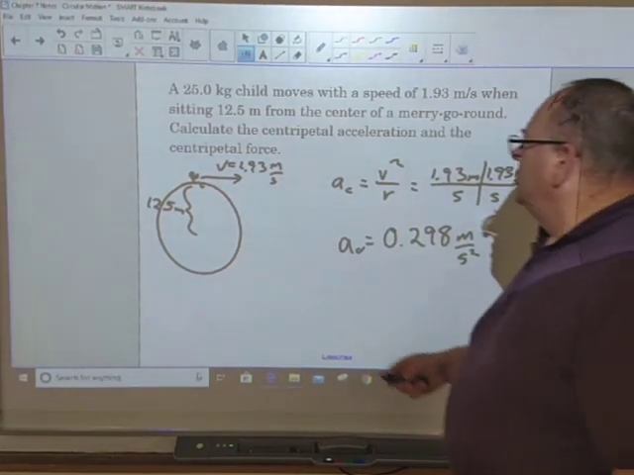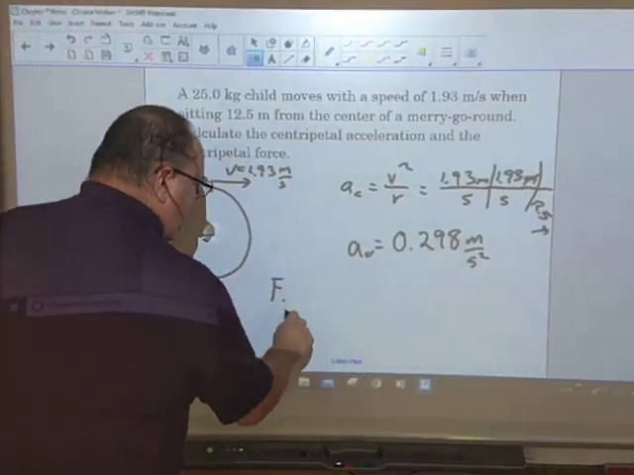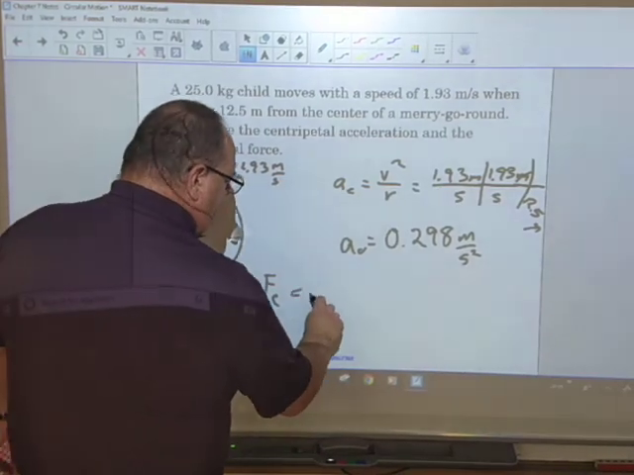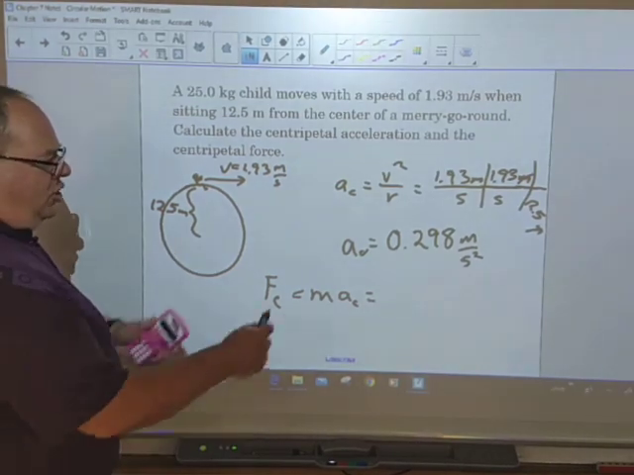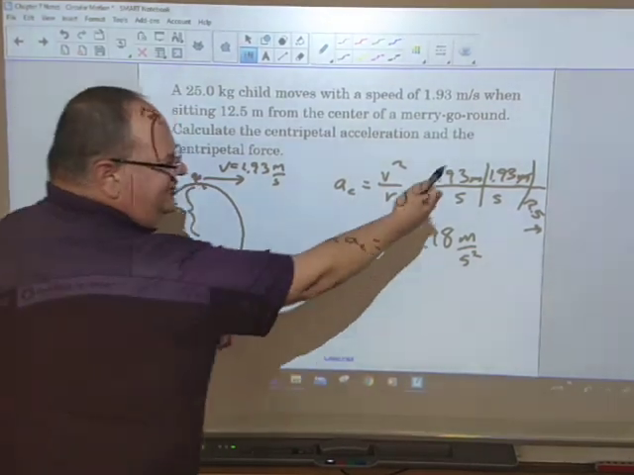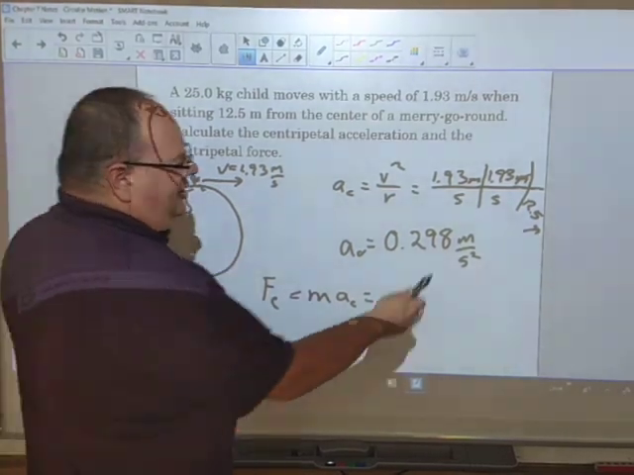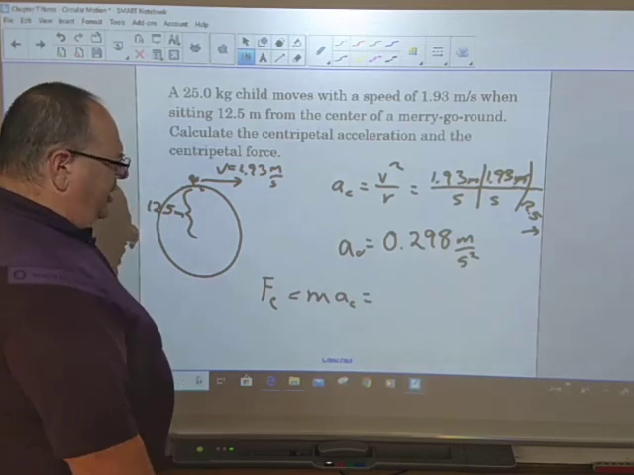Okay, we're not done. It also says find the centripetal force. Well, because I've already found the centripetal acceleration, I can just say centripetal force equals mass times centripetal acceleration. I could have put the v squared over r in here, but it's just doing that math again. The only reason I might do that is because then I'm not taking this rounded value in between. As long as I can see your work, I'm okay either way.